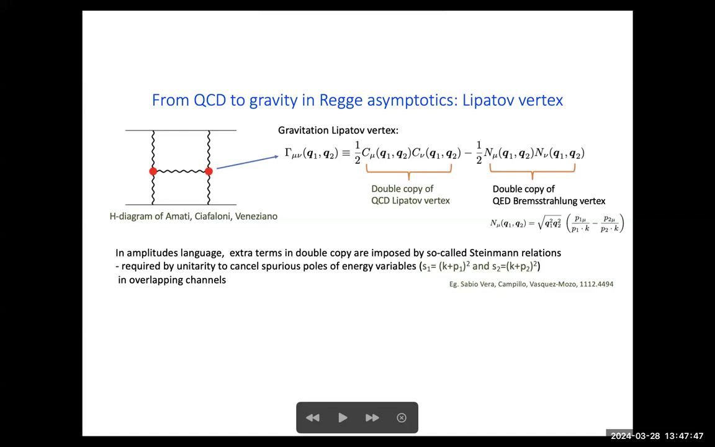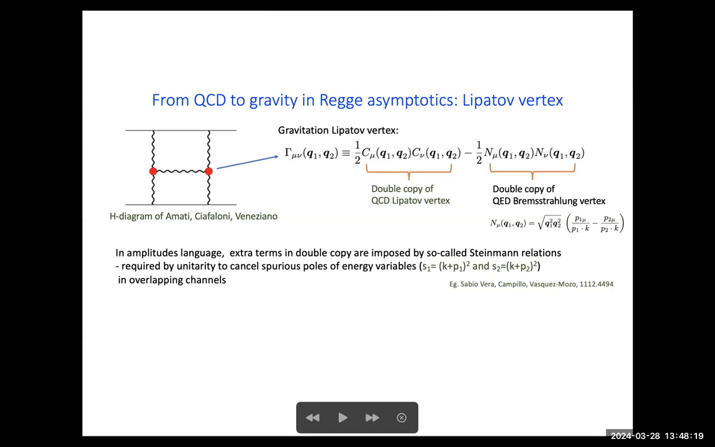And it's precisely the following double copy, right? These are the QCD Lipatov vertices. It's a bilinear of the QCD Lipatov vertex. But then it also has a bilinear of the QED Bremsstrahlung. So this is nothing but QED Bremsstrahlung. It has this form here, right? You might remember it's P over P dot K. And so that's a QED Bremsstrahlung vertex. And so you need this term as well.